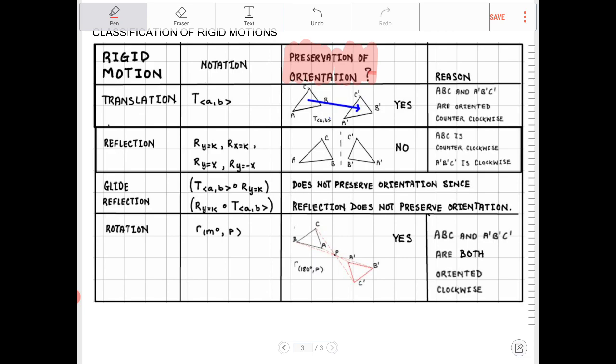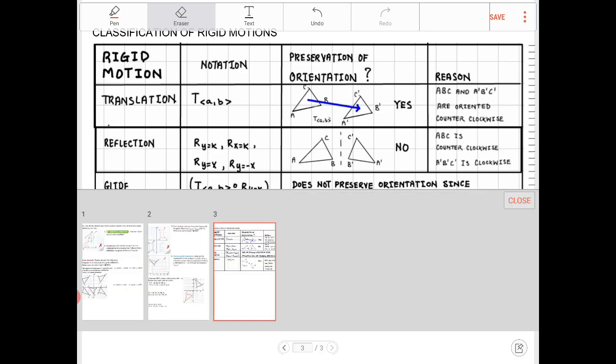The rotation, even though the object is manipulated, the orientation, the way in which we read the object, is preserved. Here I'm going ABC, this is clockwise right now. Notice, after the rotation, it is still clockwise. The orientation is still preserved under a rotation. Anyway, this graphic culminates everything about the solution to question number 1. I'm going to go back over here.